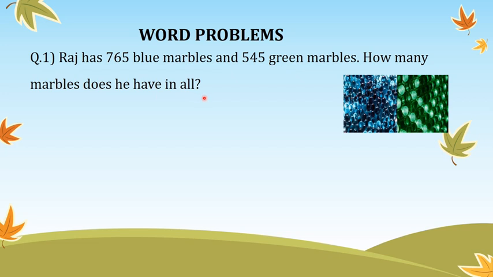This is the question which is presented in front of you. We will follow the rule, the steps. The first step was read the question twice. So after reading the question, read again. Raj has 765 blue marbles and 545 green marbles.